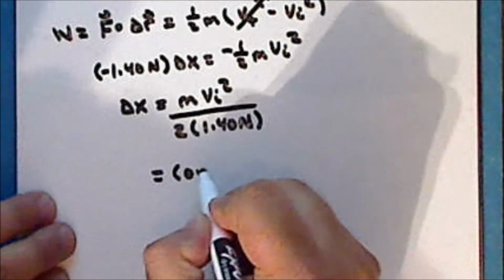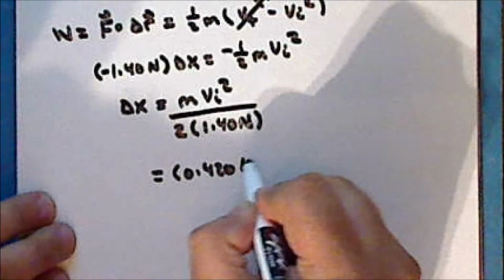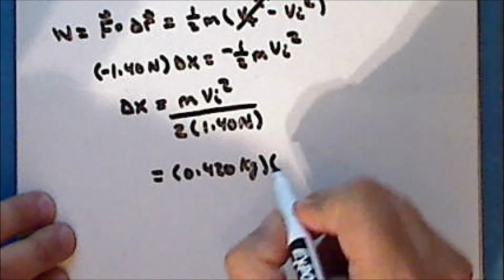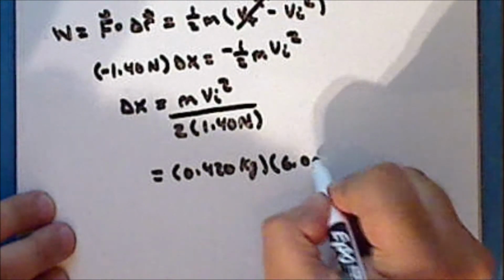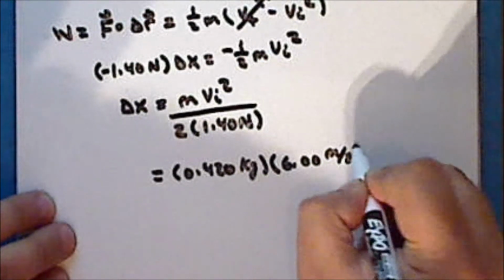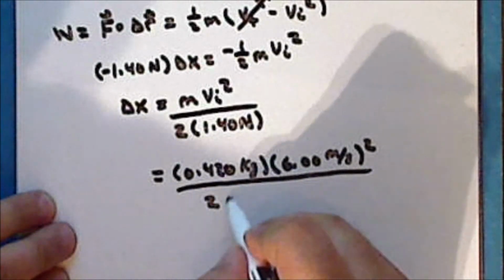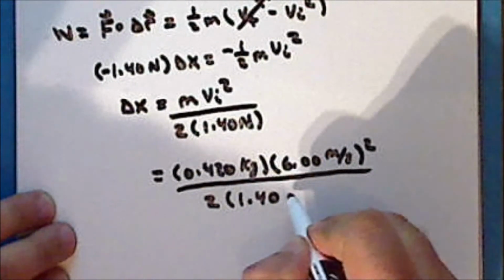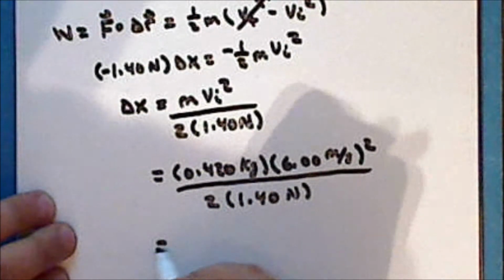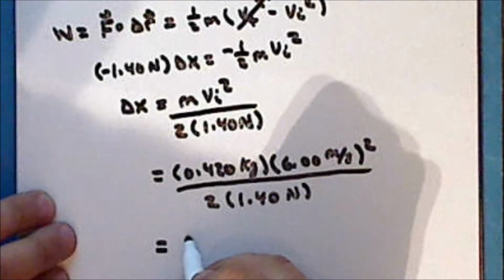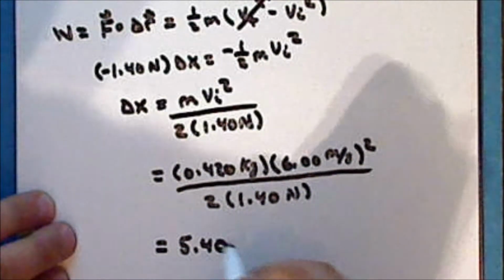So this is 0.420 kilograms times 6.00 meters per second quantity squared divided by 2 times 1.40 newtons, which to 3 significant figures is 5.40 meters.